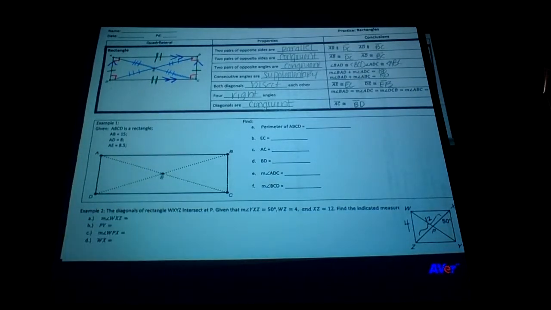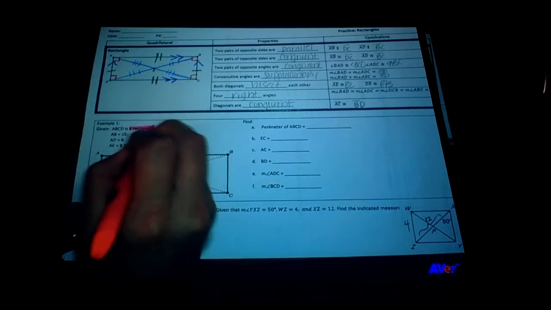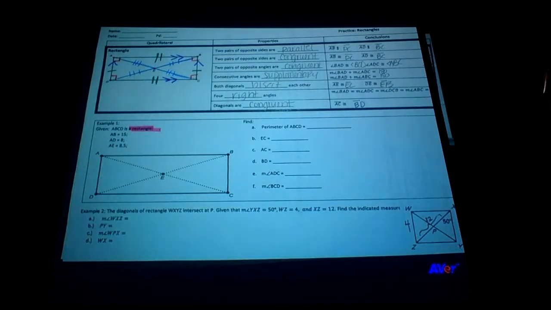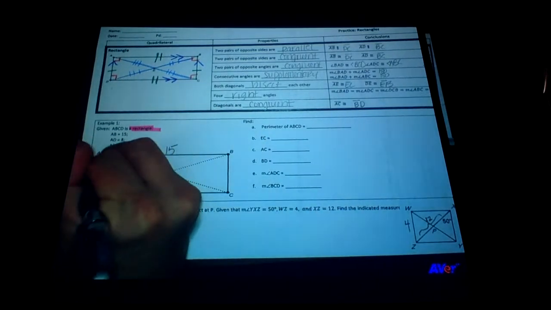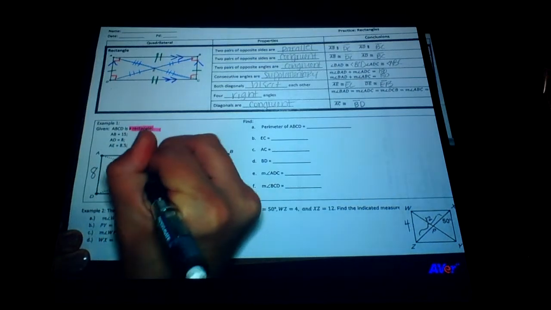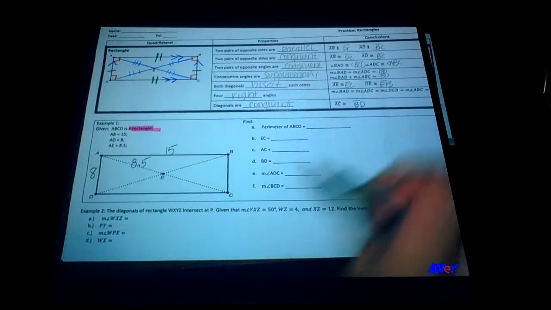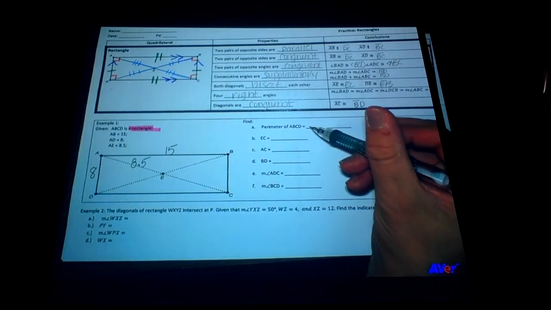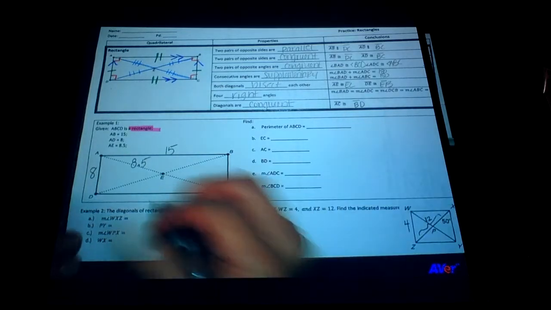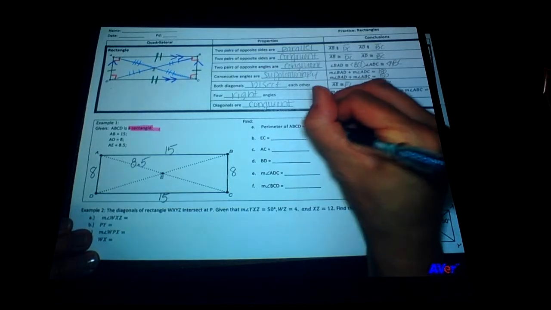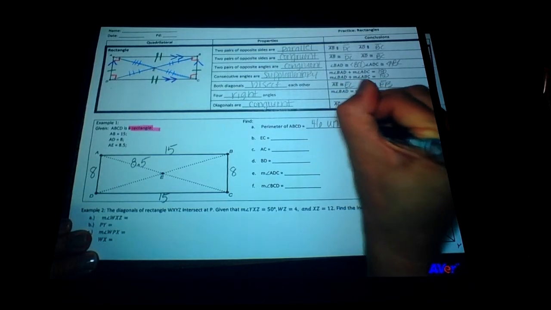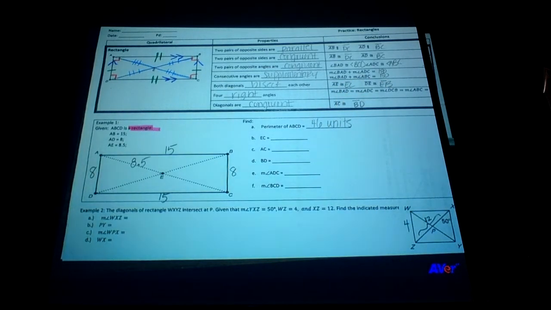Okay? In example 1, we have a rectangle. We want to make sure we always read carefully at what quadrilateral we're looking at. Then we'll know the properties that are applied to that quadrilateral. So we know that AB is 15, AD is 8, and AE is 8.5. So if we're asked to find the perimeter of the rectangle, we need all 4 sides. Well, the opposite sides are congruent. And so the perimeter there is 46 units. We're adding 15 plus 8 plus 15 plus 8.